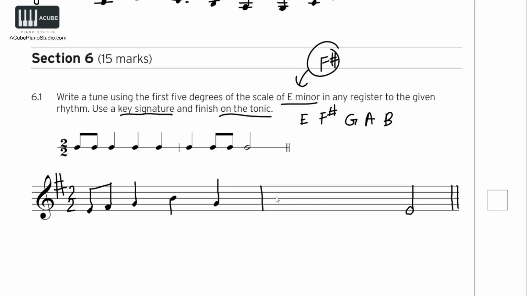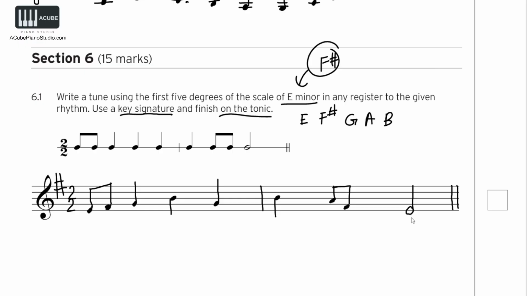Okay, so next. Da, da, da, da. Okay, so basically this is this. Da, da, da, da, da, da, da, da, da. Okay.